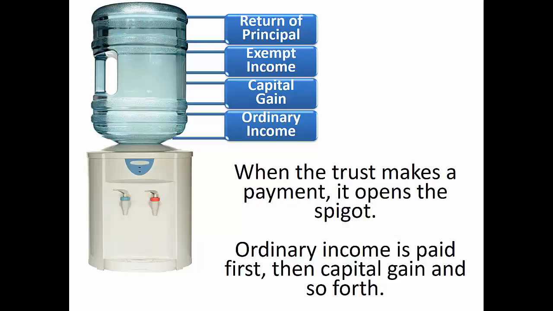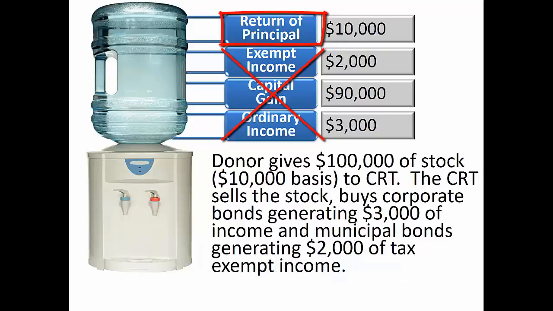For example, all ordinary income will be paid out before any capital gain income. All capital gain income will be paid out before any tax-exempt income. And distributions of tax-free return of principal will occur only when there are no other types of assets to distribute. Let's consider an example to demonstrate how the WIFO, worst in, first out, rule works.